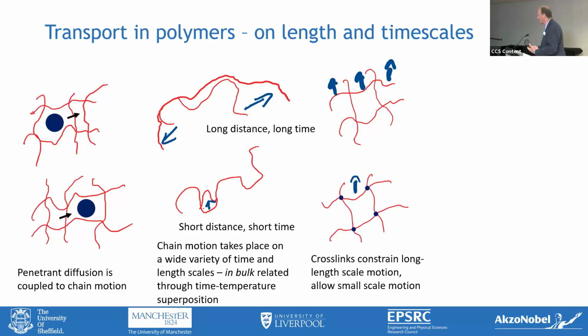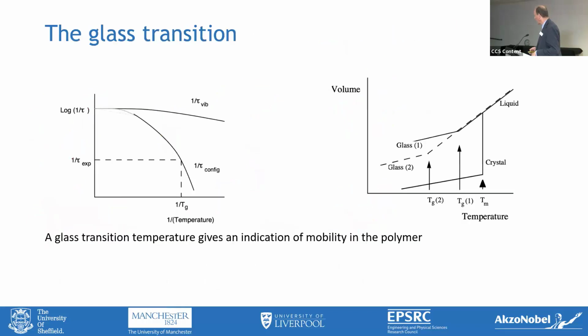So formally, if I write down an expression for a relaxation time, I can factorize it as a bit that depends on temperature and a bit that depends on length scale. That's a marvelous general principle, something called time-temperature superposition. What difference do cross-links make? Cross-links actually make some difference. They constrain long length scale motion, but they still allow small scale motions. So this idea of time-temperature superposition tells us why the glass transition matters.